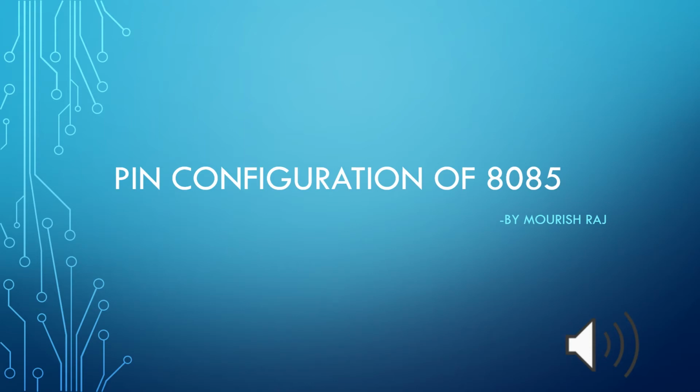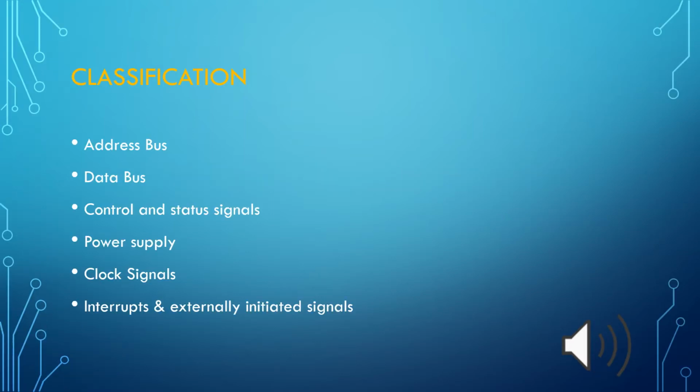In this class, I am going to take the pin configuration of 8085. We are going to see detailed information about data bus, address bus, control and status signal, power supply, clock signal, interrupts, and externally initiated signal in the pin configuration of the 8085 microprocessor. Let's start. Data bus, address bus, control and status signal, clock signal, power supply, interrupts and externally initiated signal. These are the 6 classifications we are going to see in this section.